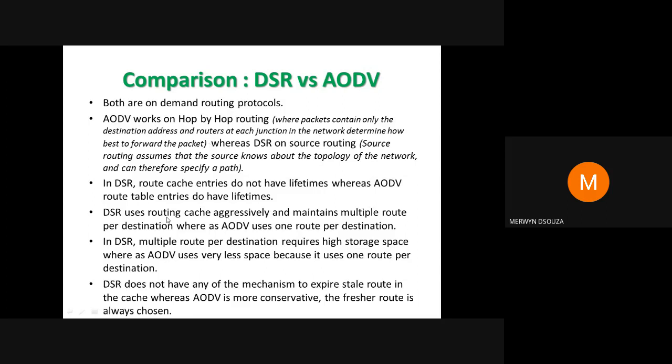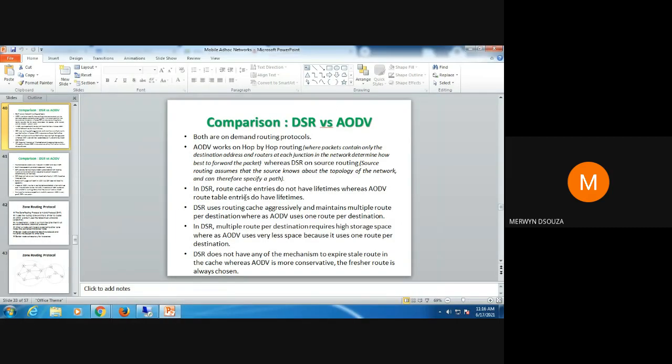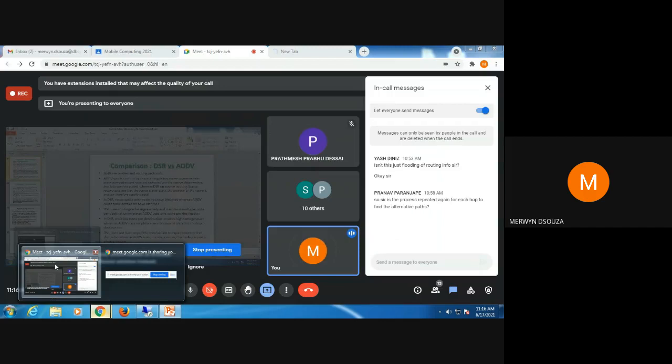And the second major difference is that in DSR, the entries do not have any lifetime. They could be kept for a longer time, whereas in AODV, the entries could be deleted after a certain timer. So any questions for me on this AODV?